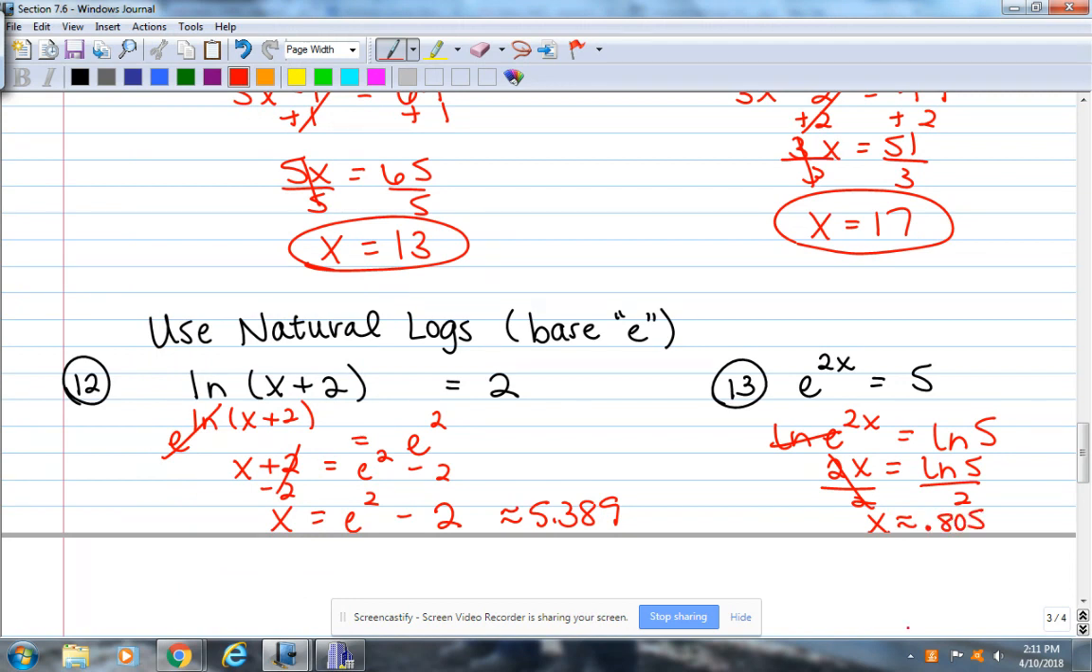Is that okay with everybody? All right. So that is the end of what we're going to do in section 7.6. And that's also the last thing we're going to do in chapter 7 altogether.